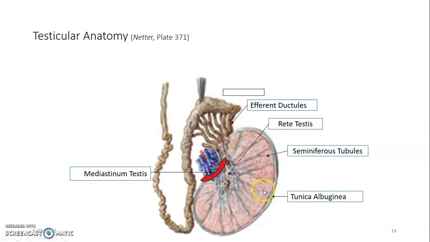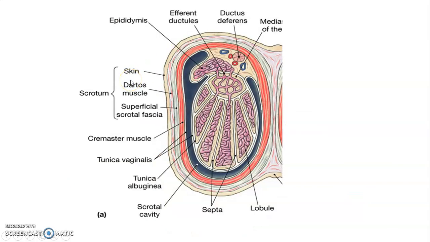Again, tunica albuginea, septa divide the gland into lobules. Each lobule contains seminiferous tubules that open into straight tubules. Straight tubules will open into rete testis, into efferent ductules, into the epididymis, the head, to the body, to the tail that continues as the ductus deferens. Again, seminiferous tubules, straight tubules, rete testis, efferent ductules, and then the epididymis.